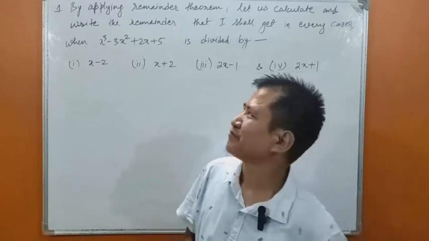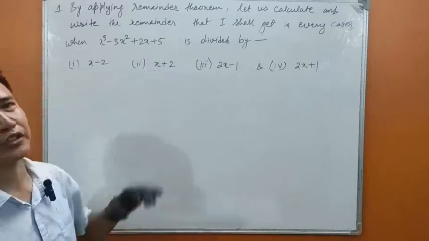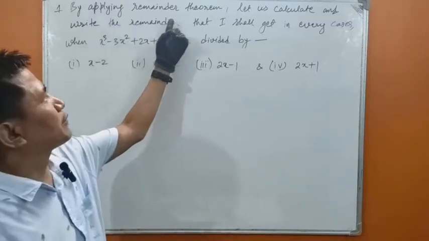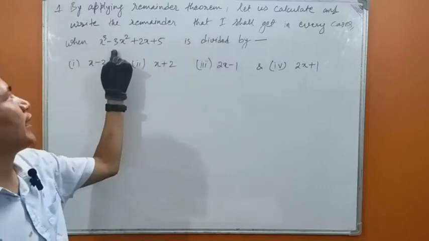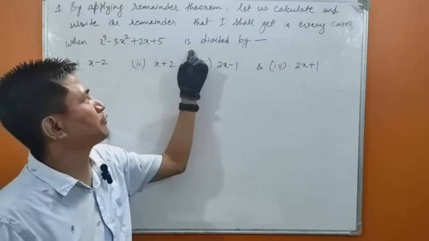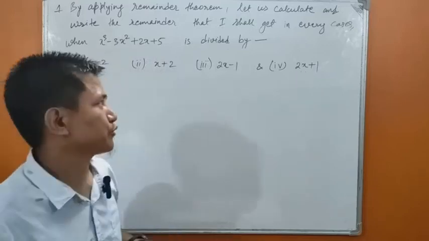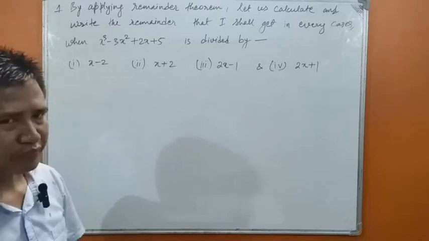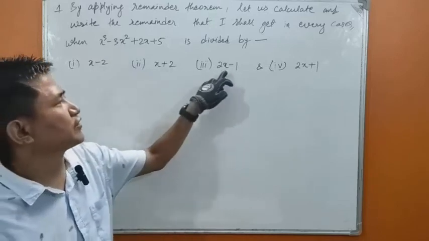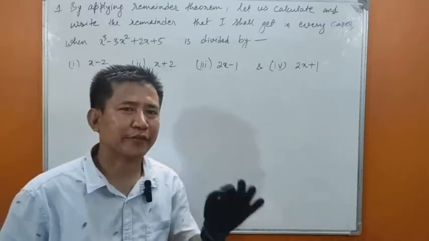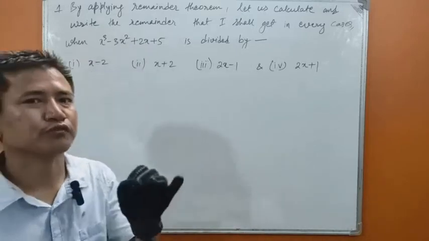Okay, let's begin. First, let us read the instruction of the question and then we will proceed to solve the questions. By applying remainder theorem, let us calculate and write the remainder that I shall get in every case. This when x cubed minus 3x squared plus 2x plus 5 is divided by x minus 2, x plus 2, 2x minus 1 and 2x plus 1. The question is, when this expression is divided by this, this and this and this, what will be the remainder in each case? When this expression is divided by this, what will be the remainder?